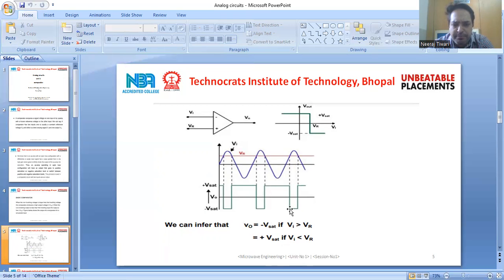So what is the basic formula you have to keep in mind? We will get an output from the comparator: if the time varying signal is greater than the reference voltage, then you will get an output of minus saturation voltage. And if the time varying signal is less than the reference voltage, then you will get a positive saturation voltage.